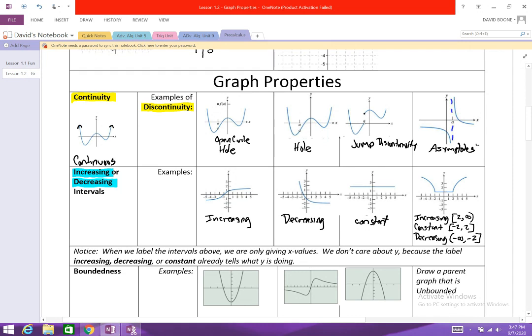Okay. So just as a little notice, when we label the intervals above, I'm only looking at those x values. I'm looking at how it increases or decreases or stays the same as I read left to right on the x-axis. I really don't care about the y values in these intervals, because the y value is being told what to do by whether it's increasing or decreasing.